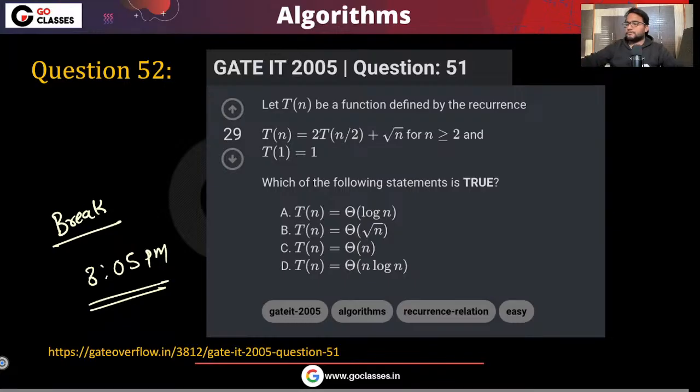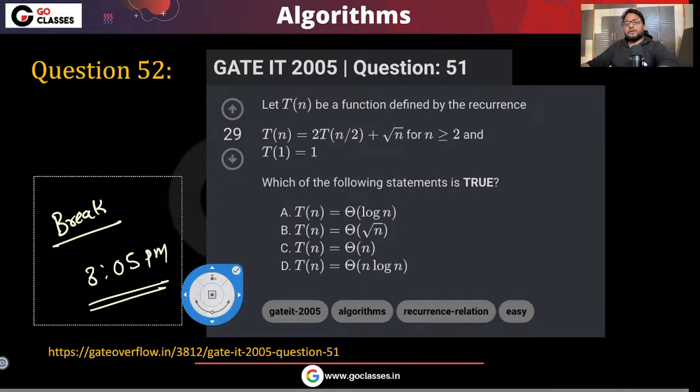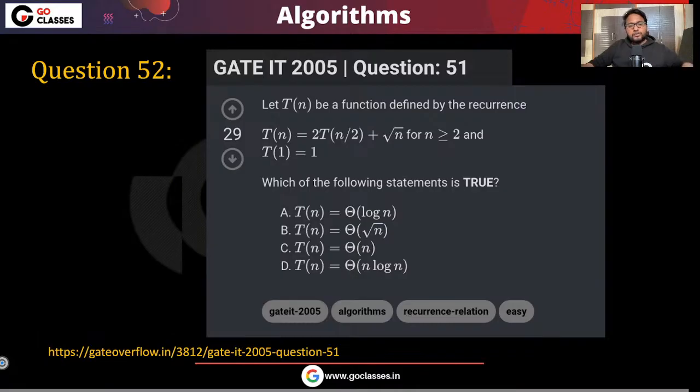Hi everyone, so let us now start. Now we were saying how to solve this question, right? This is question number 52. We have solved many questions. Let's see how to solve this question. Now they are saying Tn is this, and then they want to ask what the final answer is.